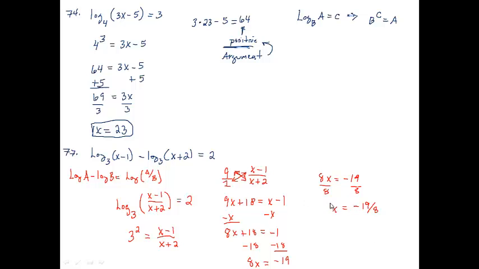And you must check it, right? So you come to the first argument. It is x minus 1. So negative 19 over 8 minus 1 is the same as saying negative 27 over 8, which is not positive. It's not positive. Therefore, this is not a solution to this equation. Therefore, there is no solution. So there is no solution to this equation.